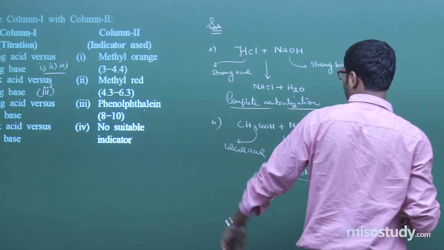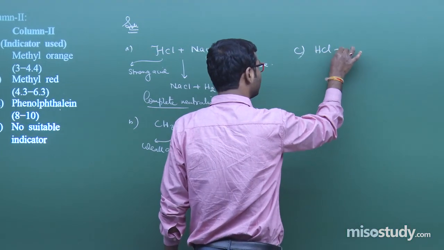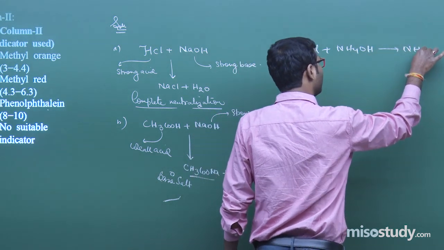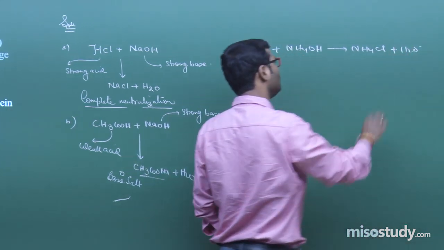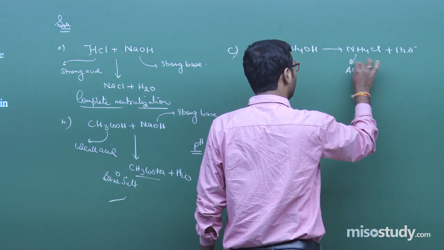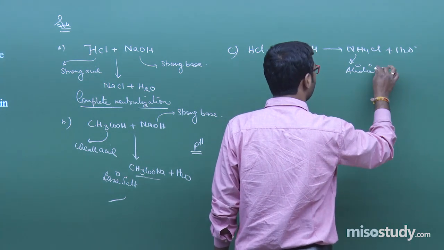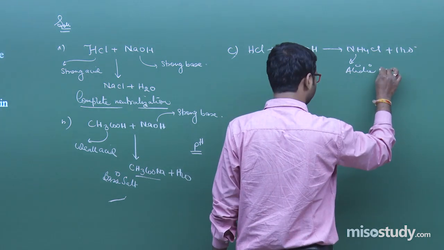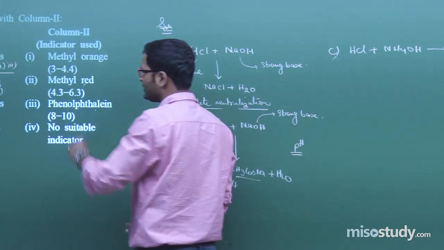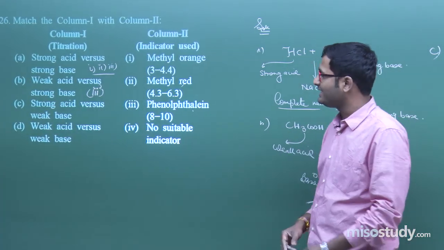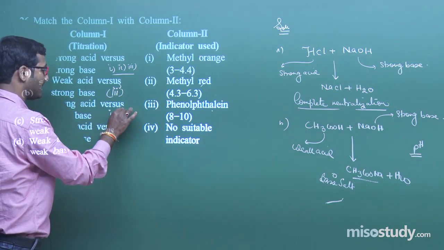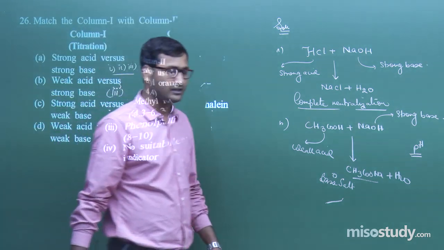That is C, the strong acid versus weak base. Suppose I take HCl plus NH4OH, it gives NH4Cl plus H2O. This is a salt, it is an acidic salt. That means definitely we need such type of indicator which works in the low pH range. And in the low pH range, the options here are methyl orange and methyl red. So for C we have the answer, that is 1 and 2 are the correct options. Am I right? Yes sir, you are absolutely right.